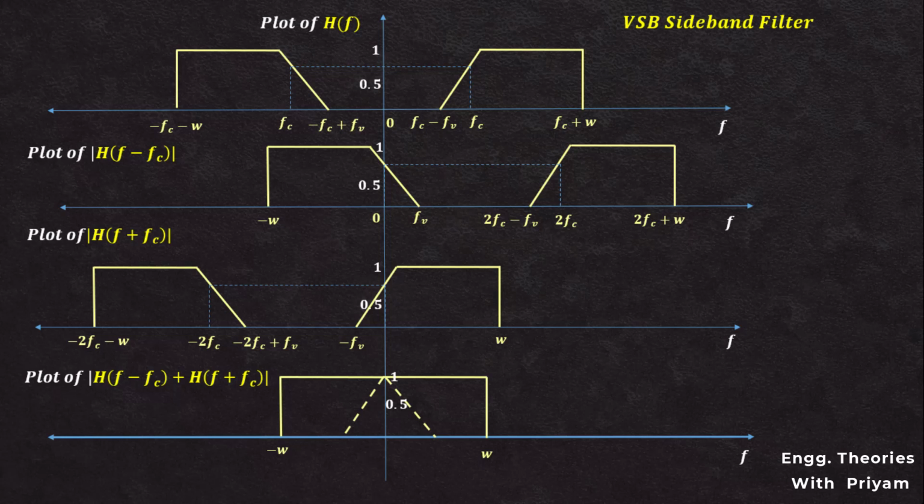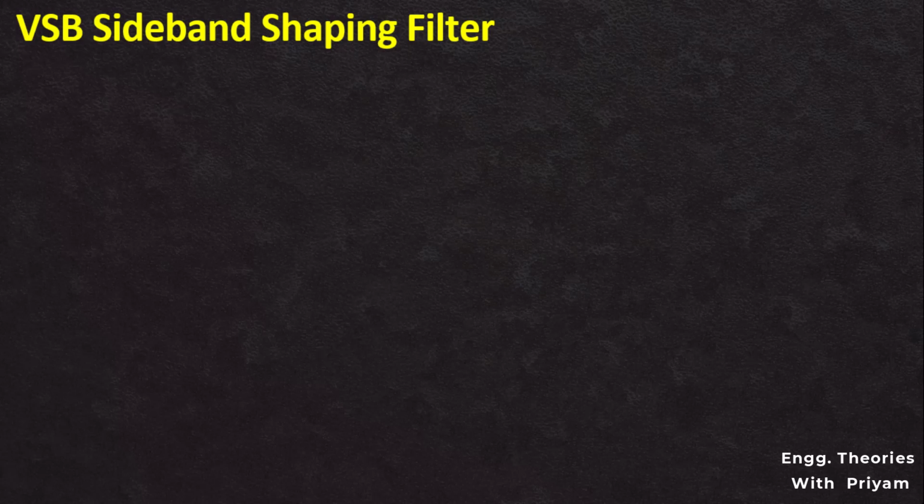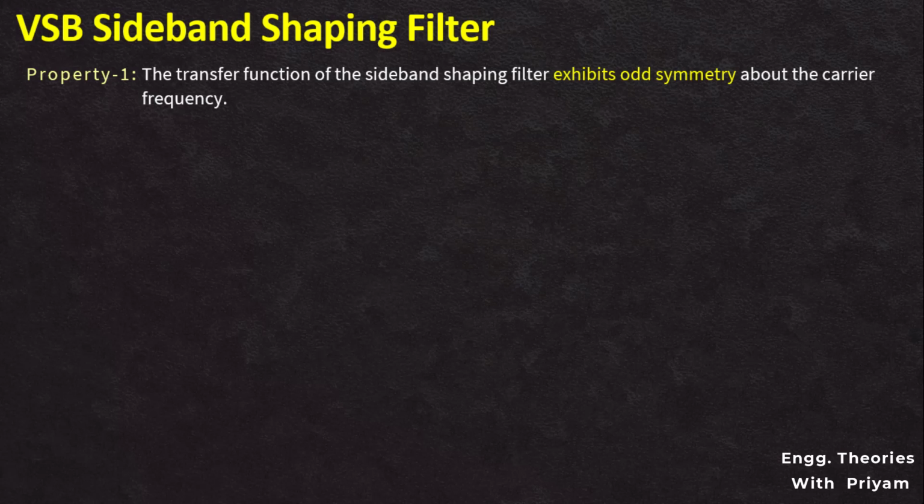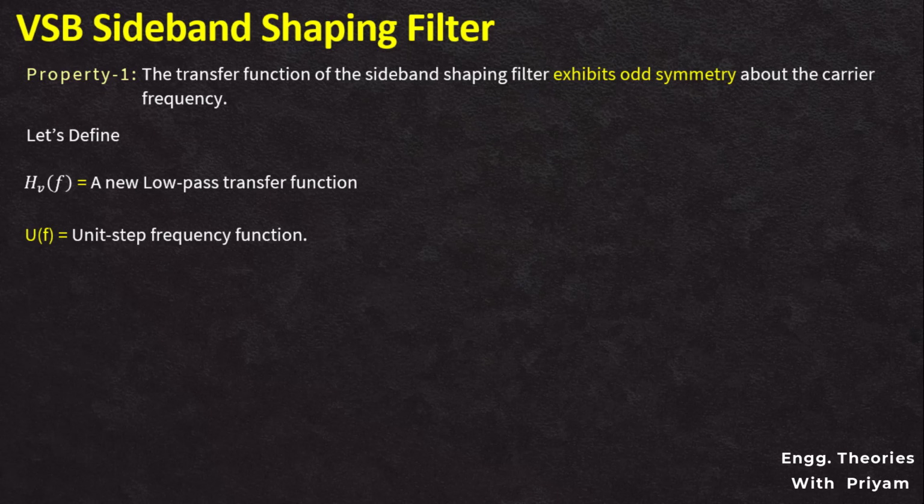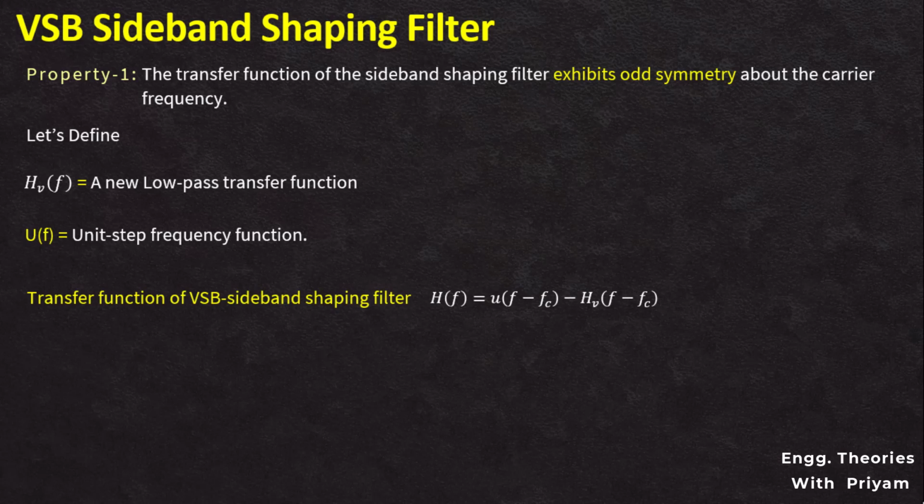Let's see some properties of this sideband shaping filter. The first property is that the transfer function of this sideband shaping filter must exhibit an odd symmetry about the carrier frequency fc. To understand this property, let's define Hv(f), which is a new low pass transfer function that depends on the vestige of the modulated signal, and u(f), which is the unit step frequency function. Then we can represent the transfer function of the VSB sideband shaping filter as H(f) = u(f - fc) - Hv(f - fc) for the frequency fc - fv to frequency fc + W.